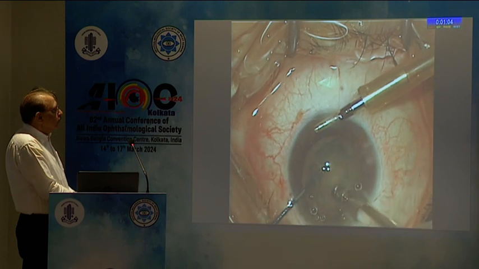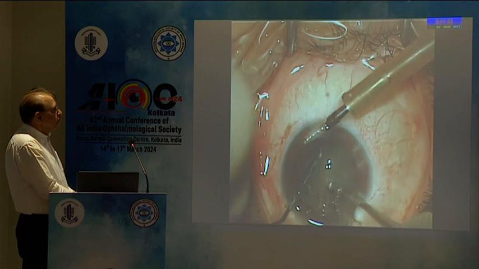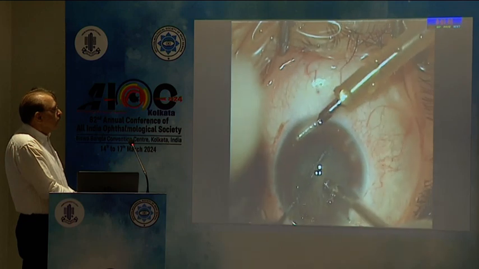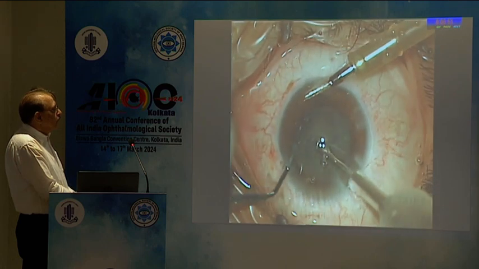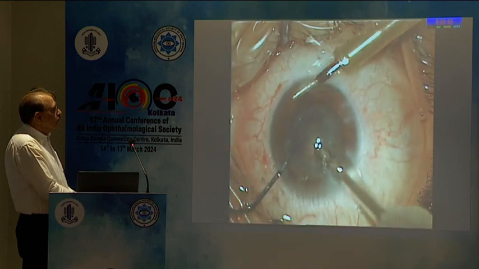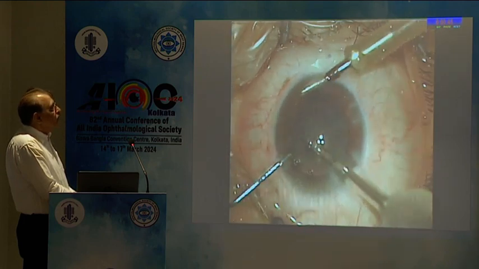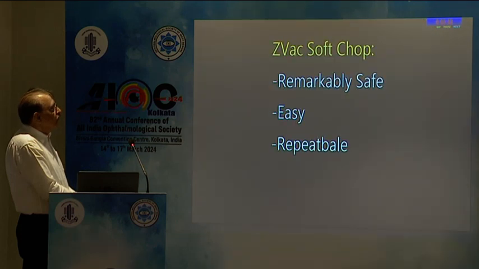Please note that during the chopping action, the foot pedal position is always at position 0 with continuous irrigation on. So there is no risk of phaco tip penetration through the lens mass. Occlusion of the tip in nuclear hold is not required in this technique. Instead of an ACM, one can use OVD and the phaco irrigation aspiration system with this technique. It's only a matter of the surgeon's choice and comfort level. The Z-Vac soft chop technique is remarkably safe, very easy, and repeatable. Thank you.